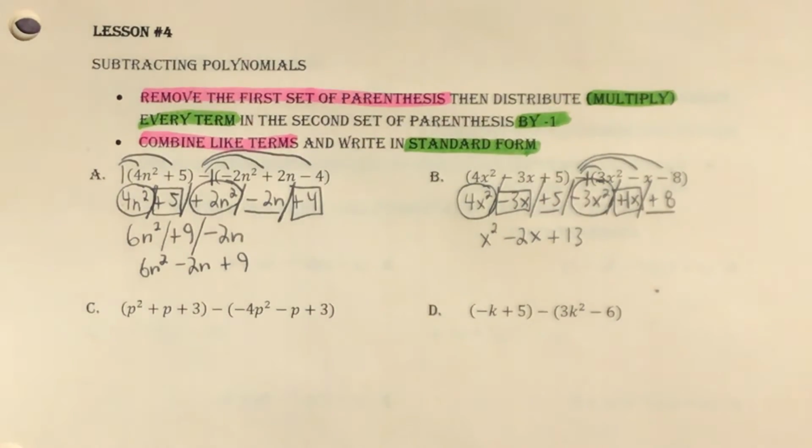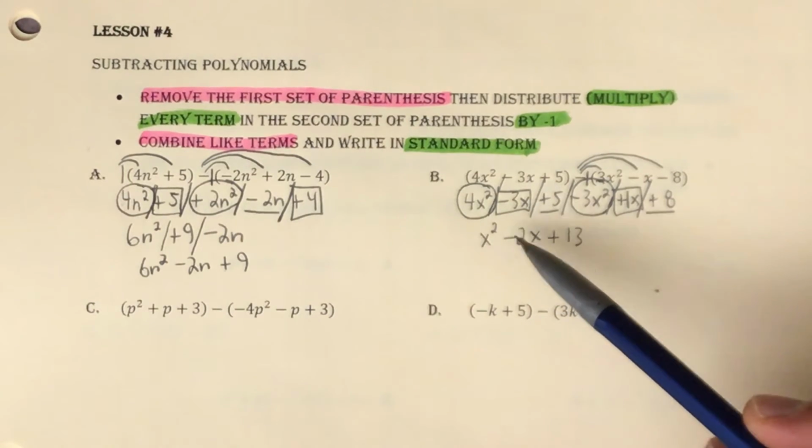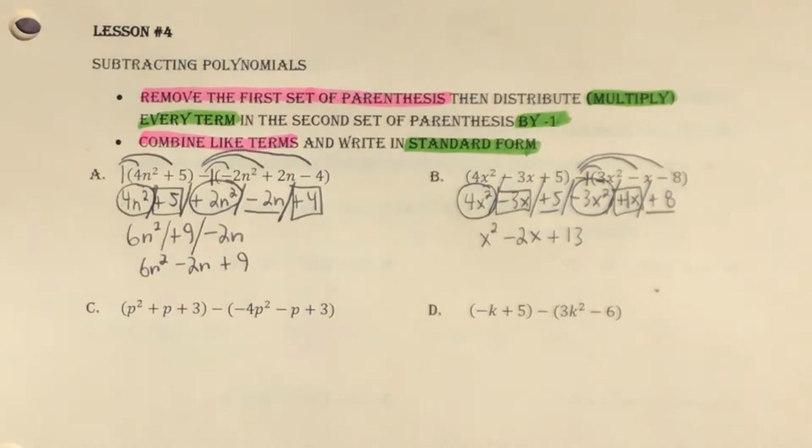So at this point, I've got x squared minus 2x plus 13. I need to make sure that's in standard form. So biggest exponent to smallest, numbers should always be at the very end, which they are. So that is already in standard form, and I am good to go. All right, well, I'd encourage you to try example C on your own, then check your answer with mine.